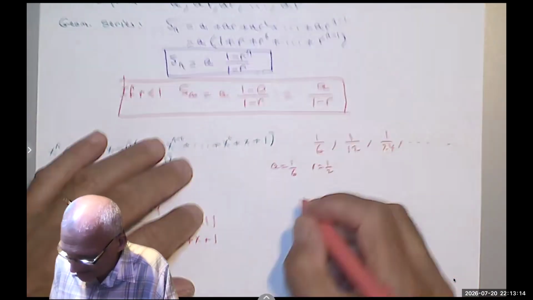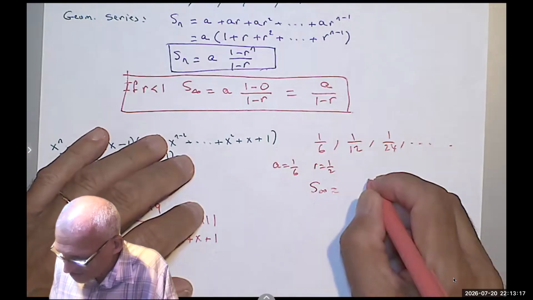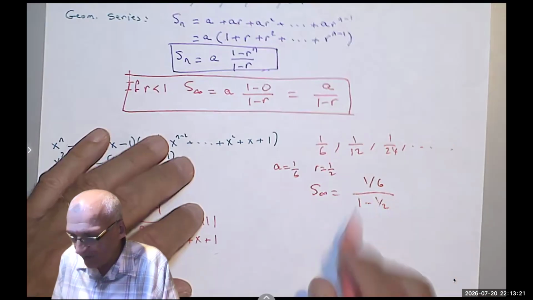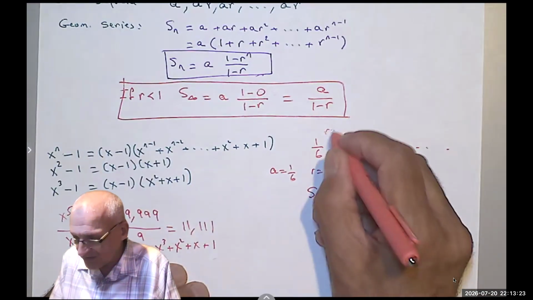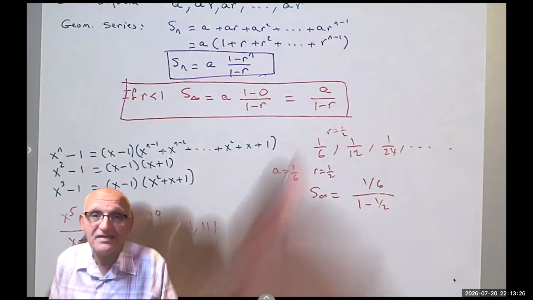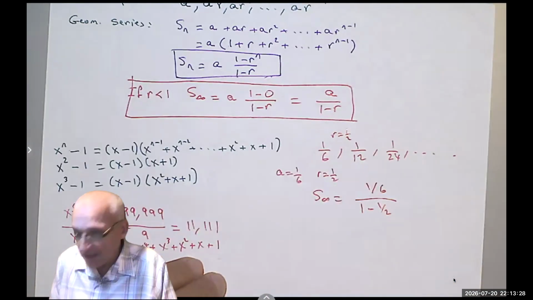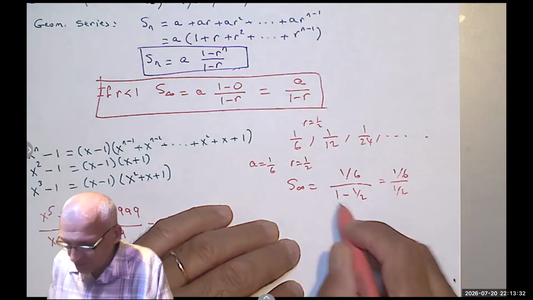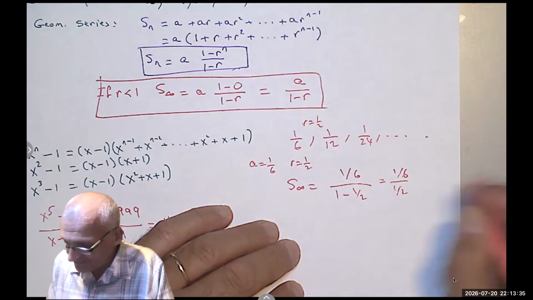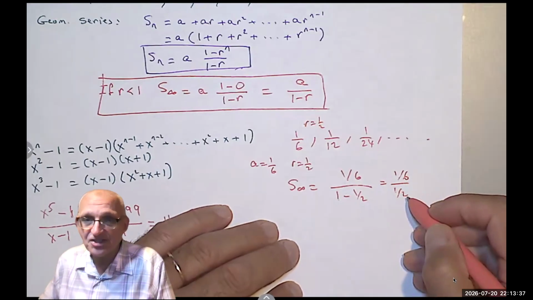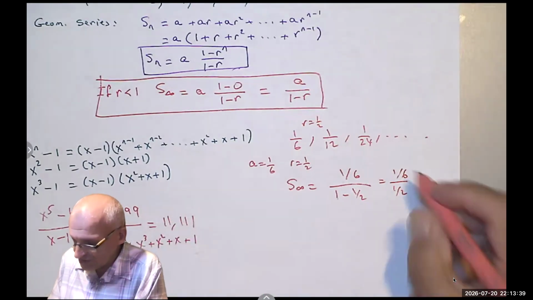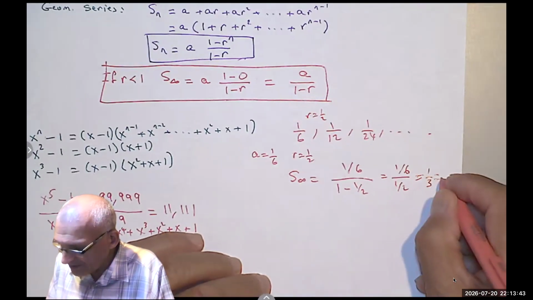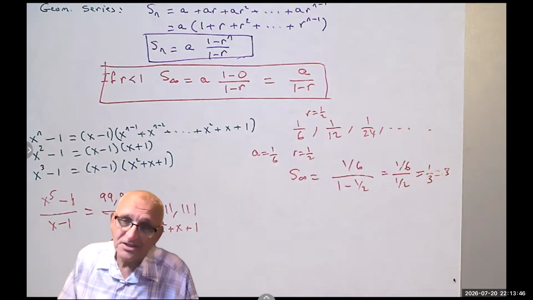The value of this series S infinity equals 1/6 divided by 1 minus 1/2. Why 1/2? Because R here is 1/2. It's this term divided by that term. 1/6 divided by 1/2, because 1 minus 1/2 is 1/2. When you divide by a fraction, you multiply by its reciprocal. So it's 1/6 times 2, it's 1/3, or 0.3 repeating.